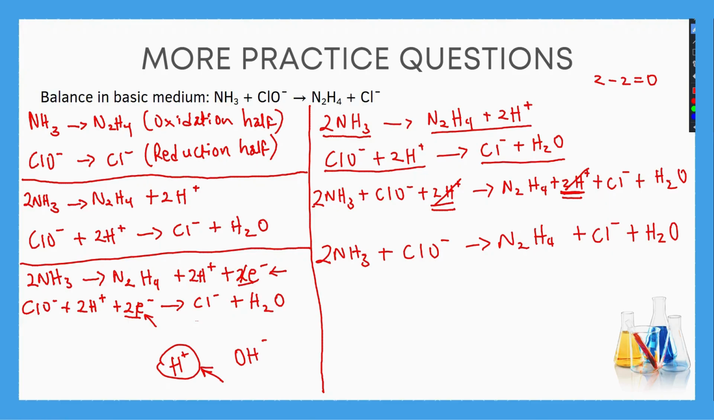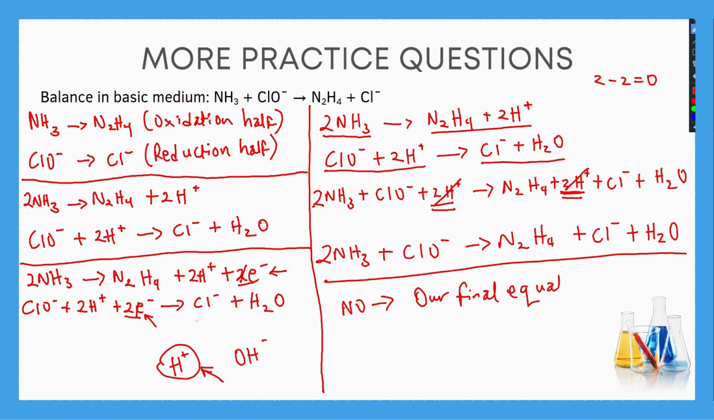So in this final equation, do we have any H plus ions? No. So therefore, this becomes our final equation, our final balanced equation. So our final balanced equation is this over here.